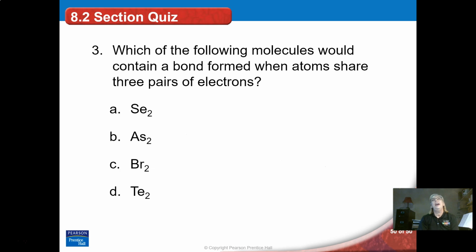Last one, which of these would have a bond form when atoms share 3 pairs of electrons? So this one you have to draw out. So you might want to try this out, see if you can do a triple bond on this. And this is what you would find if you try all these 4 examples. So I hope you learned a little bit about covalent bonding. This is an intense section too. We need to talk about it more, but this will give you an introduction.